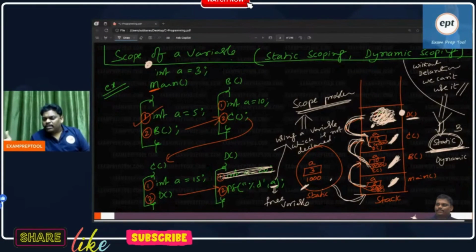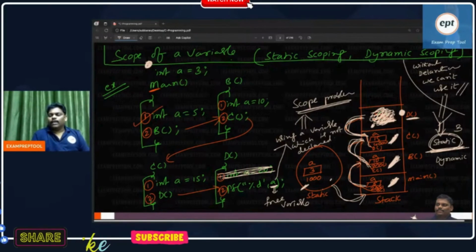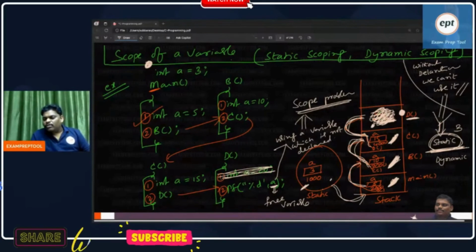Dynamic scoping means stack. But at compile time, where is the stack? Can you say, at compile time, are local variables created or global variables are created?